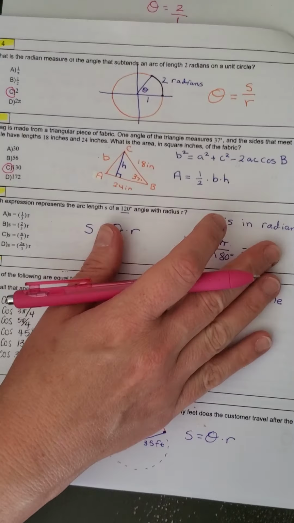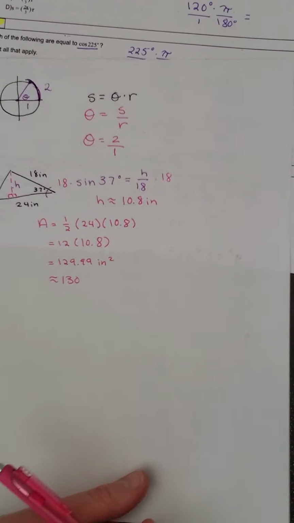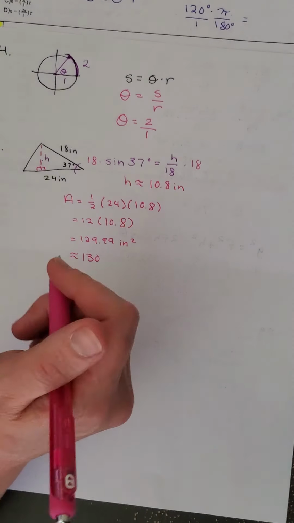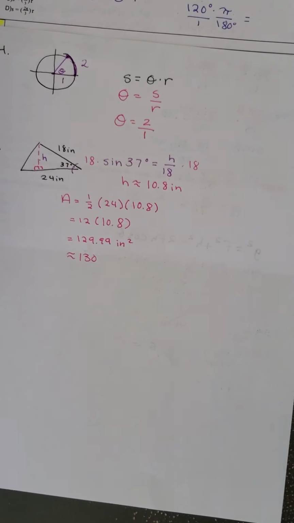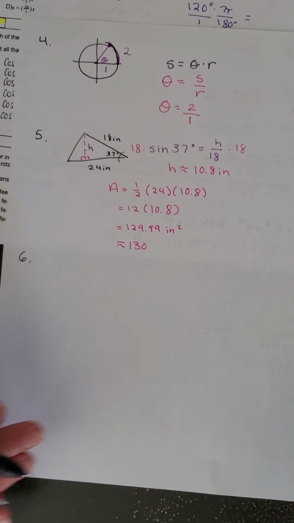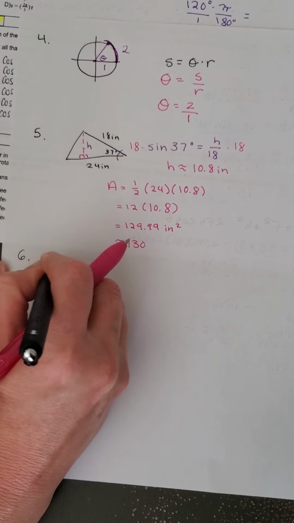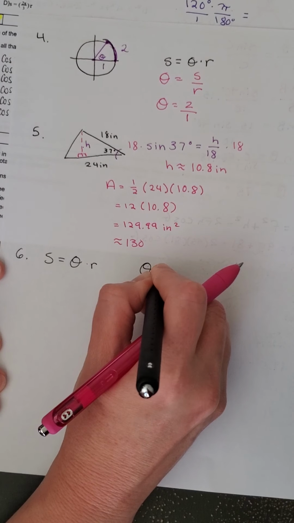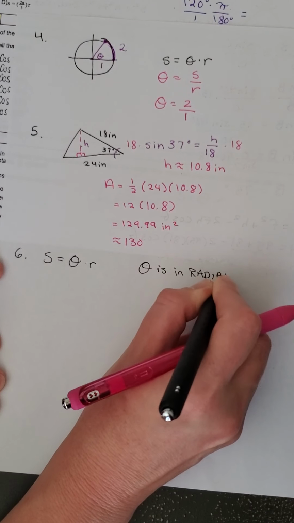Okay, next one, number 6. Which expression represents an arc length of 120 degrees angle with radius r? And so we're looking at arc length again, so we're going to use this formula again. Let me triple check that you can see where I'm writing. I'm finding arc length, so I'm going to use S equals theta times r. And remember, theta is in radians. This was a common error that people were making.